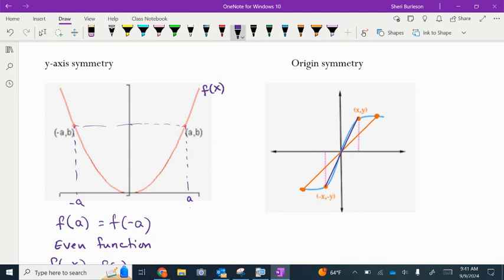Another way to look at this when you did this in geometry, this has 180 degree rotation. Is that how you handled it? I'm not as familiar with that language. If I rotate this 180 degrees, I get the same graph. Okay.